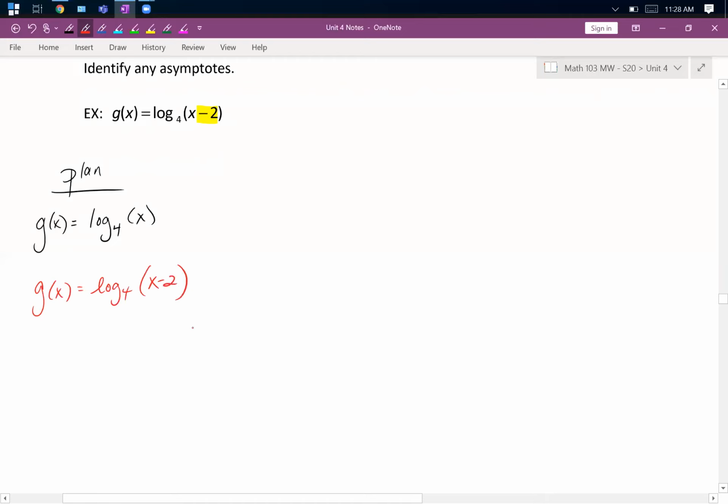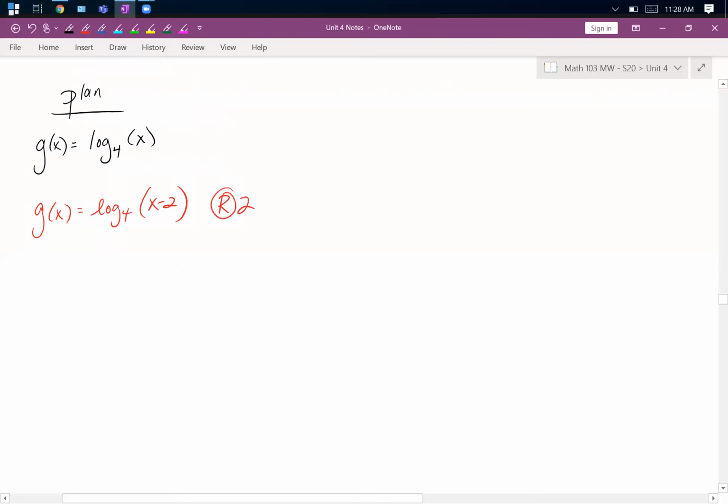What does a minus 2 on the inside of our function tell us to do? Horizontal shift right. Great, we're going right 2. All right, we have our plan. Now it is time to execute our plan.